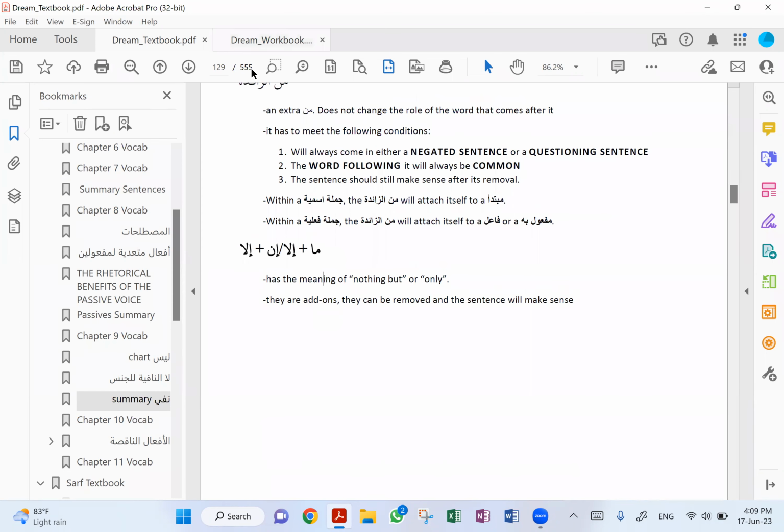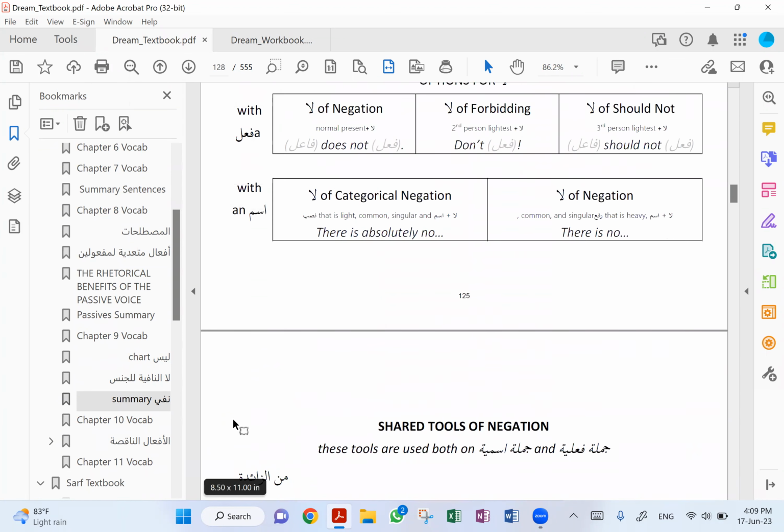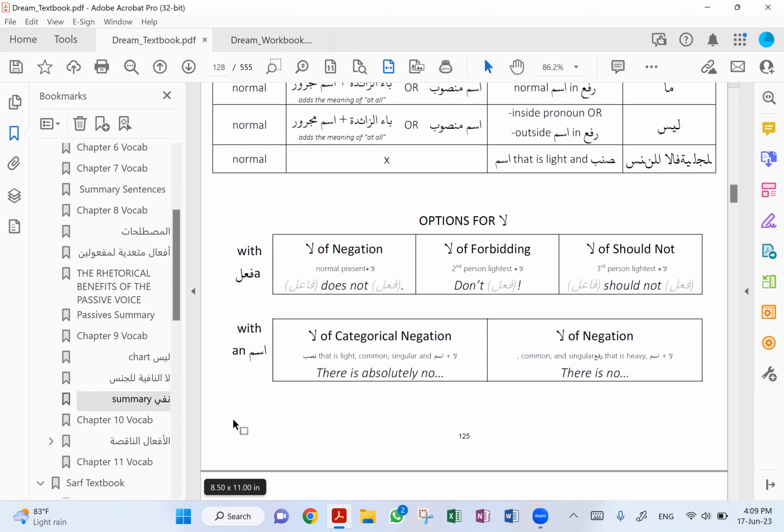Don't know if there are any questions. Yes, I have a question. So the la with any fa'al, I think without it, here la of negation. This one, sorry, with fa'al, la of should not, so the third person light. Here the fa'al needs to be mudari or madi, or both are allowed? No, you can only use mudari. Oh yes, because madi doesn't have light. Yes, right.